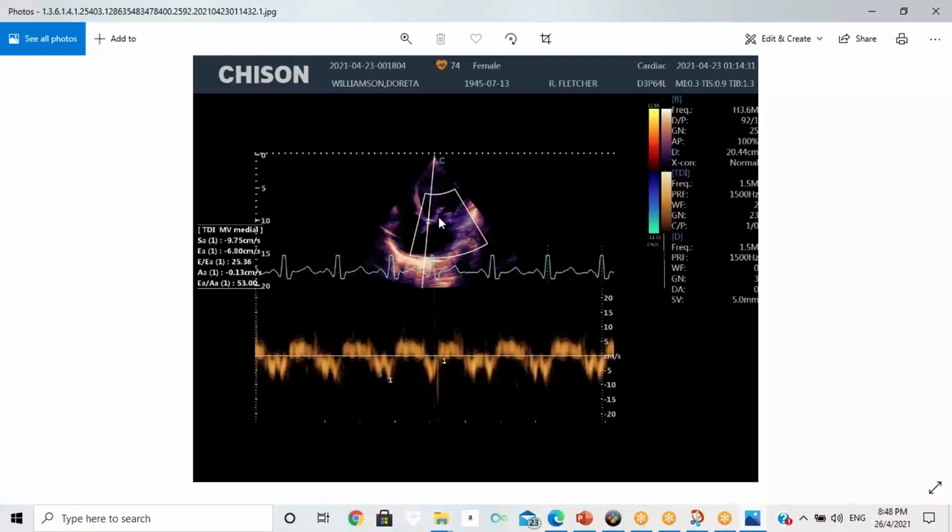So when you press the TDI button, tissue Doppler imaging, you get a systolic flow because in systole the base of the heart moves up. The transducer is right there. In systole, the base of the heart moves upwards. So it's going to be above the baseline, telling you that you have a systolic velocity.